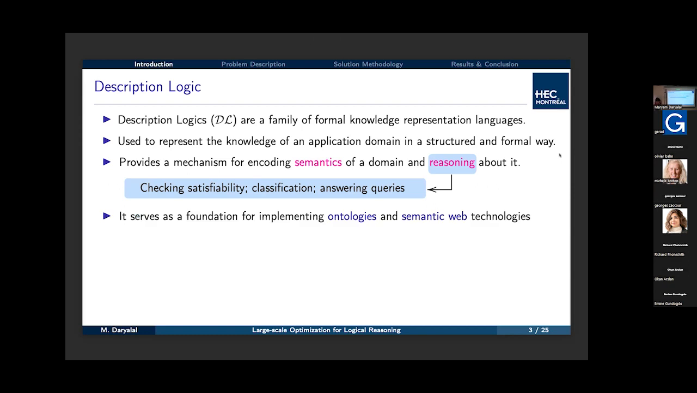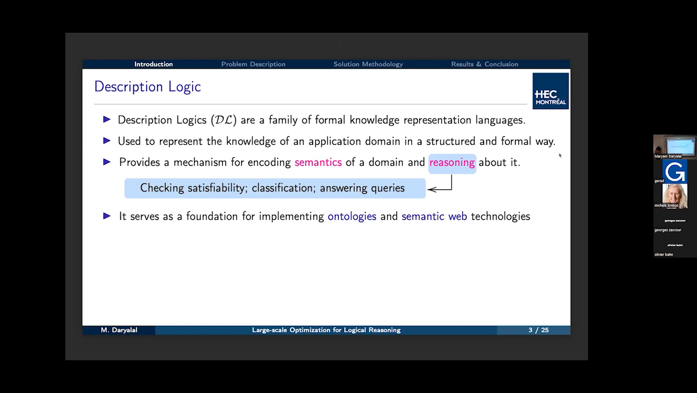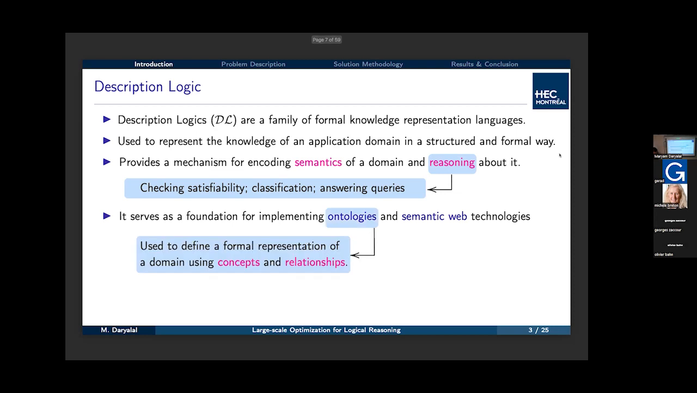So these description logic languages provide us with a foundation for implementing ontologies, and they are the foundation of what we call the semantic web. What are those things? An ontology is a formal representation of knowledge, where we use things called concepts. You can think of them as like classes in an object-oriented language, for example, and relationships, which are sort of functions on these concepts. So ontologies are our way of formally representing this knowledge.